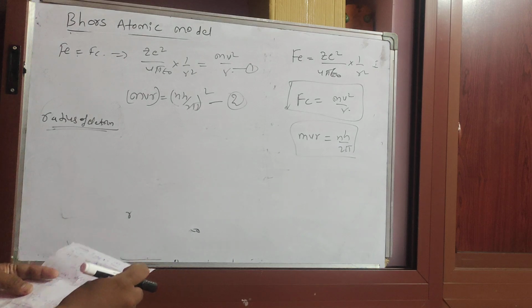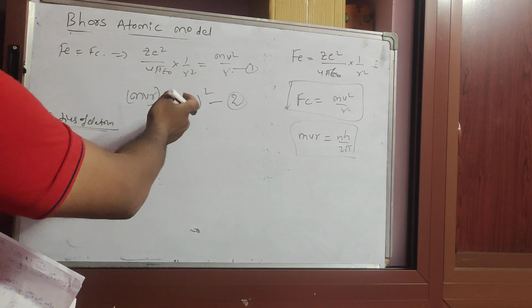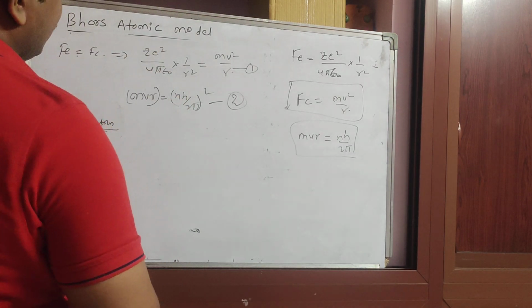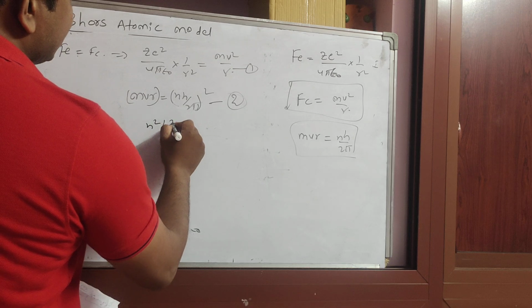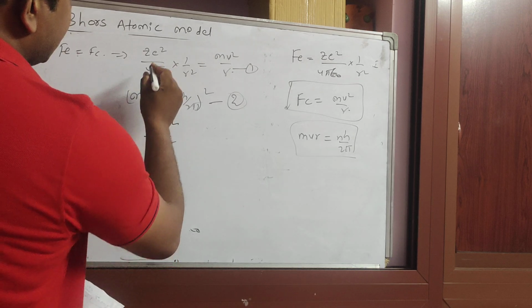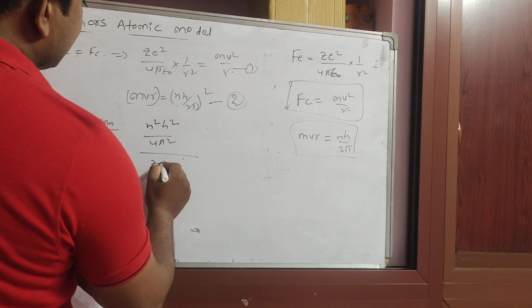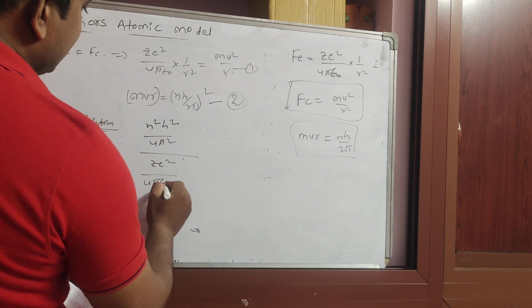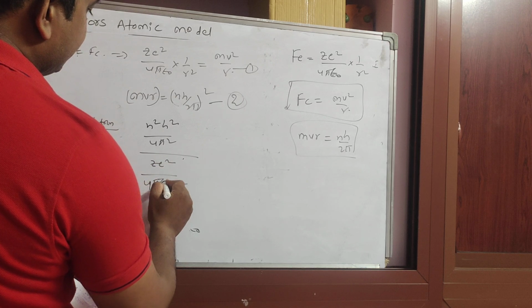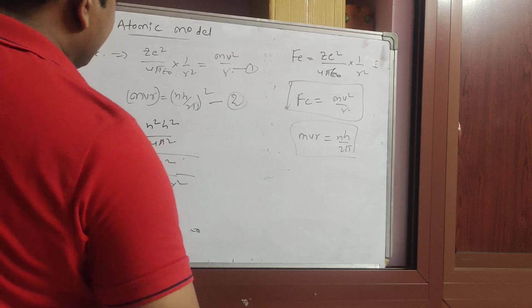By putting these two, this one is divided with this one. What will happen? n square h square by 4 pi square is divided with Ze square by 4 pi epsilon naught r square. This is one of the equations.